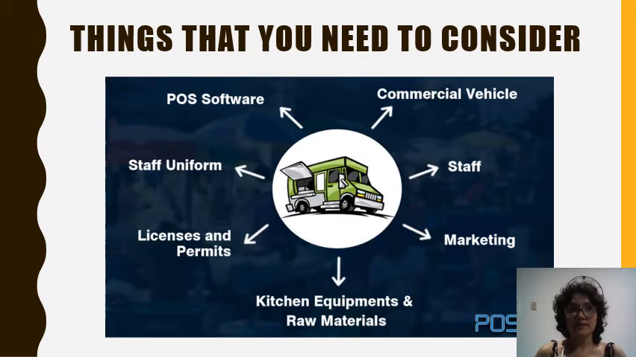All businesses have a lot of things that you need to consider. But today we are talking about the food truck. You basically need a commercial vehicle. You need to think about the staff. You need to think about market, kitchen, equipment, storage, licensing permits, which is very important, and which software you're going to use. You need relevant software for the business you want to run. So you need to think ahead about it.